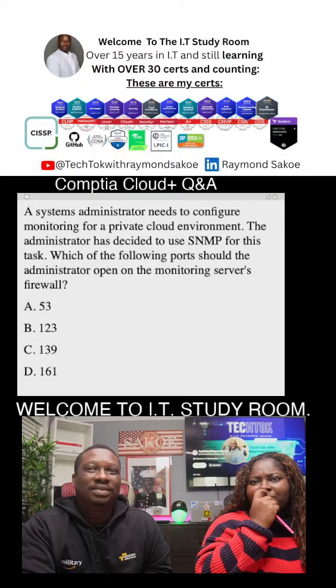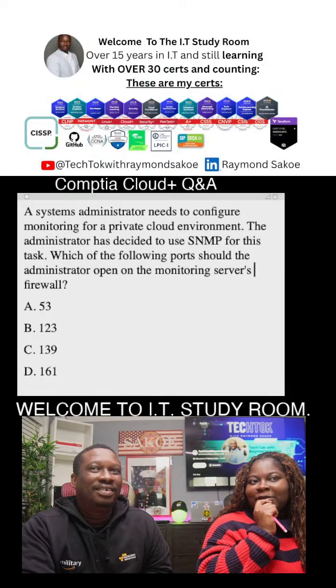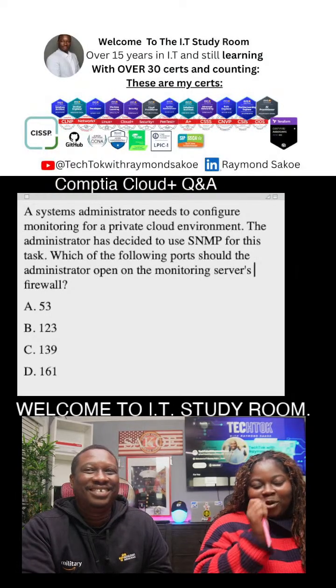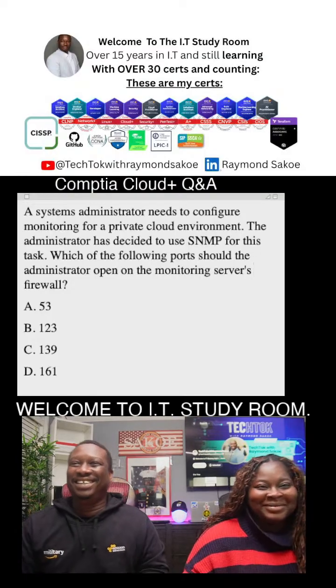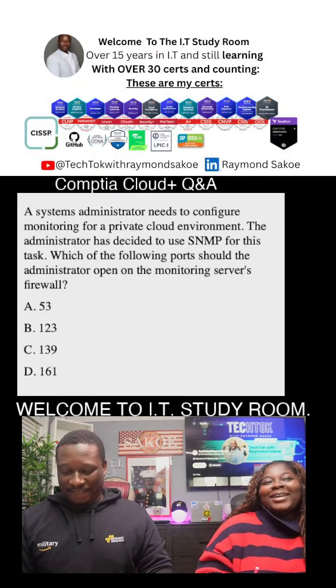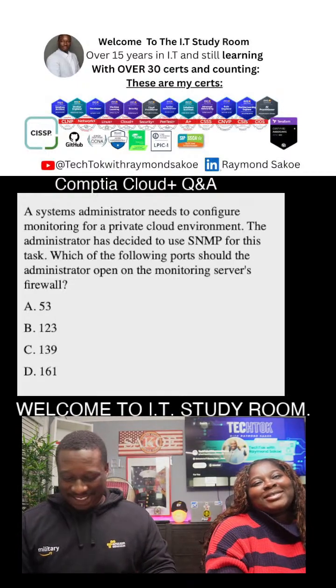Which one is 53? SNMP is port 53? Stands for... Okay, which one is port 123? I know this. Port 123 is the... I don't remember at all. Network Time Protocol. The time one.